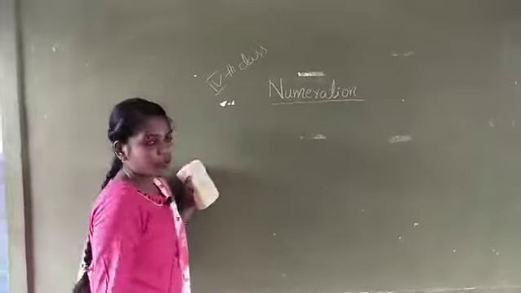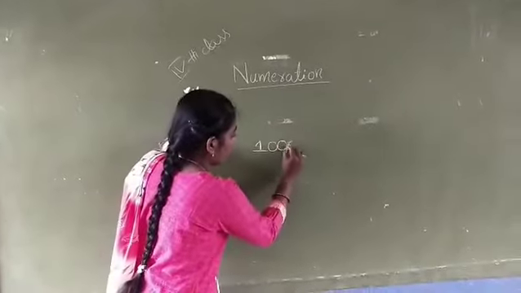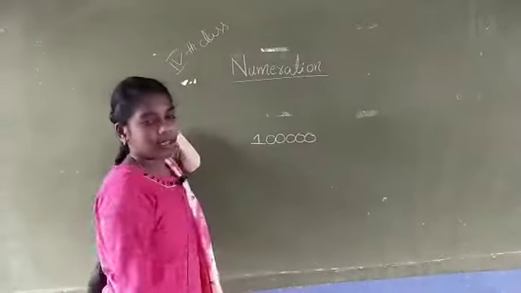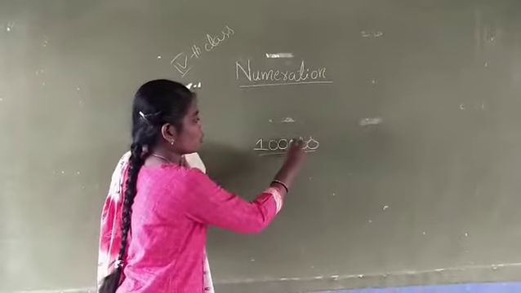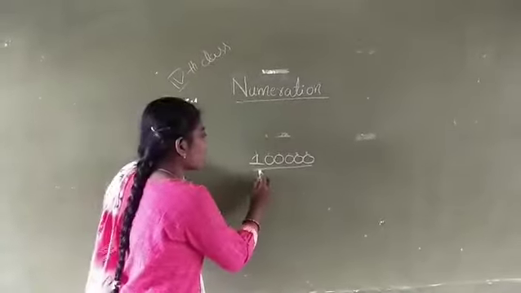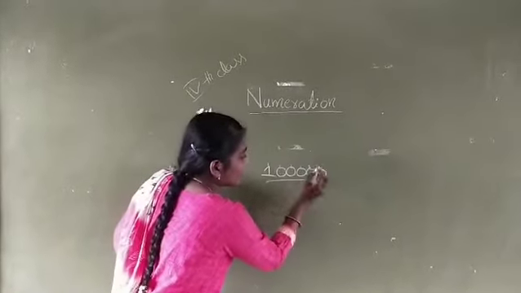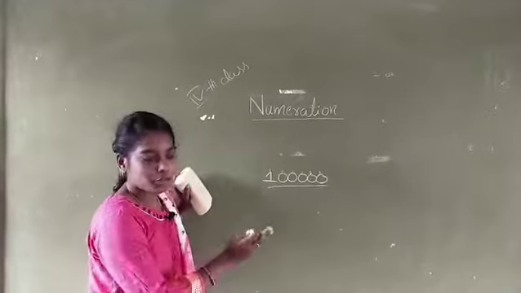In the place value chart, look at the number of digits. For example, 1 lakh has 6 digits: 1, 2, 3, 4, 5, 6. If the digits in a number are increased, then the place value chart extends to its left.